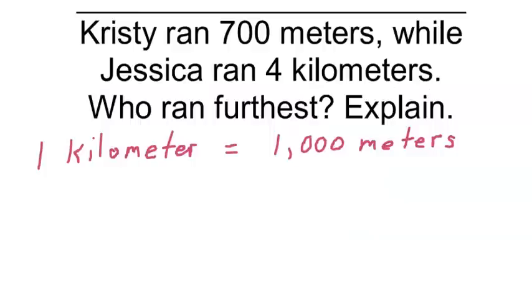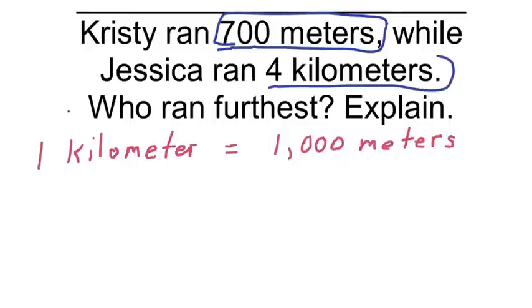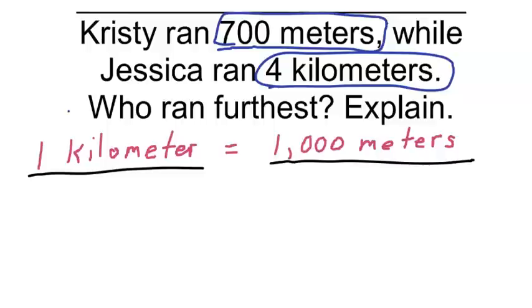Okay, let's see. Christy ran 700 meters while Jessica ran 4 kilometers. So we're comparing someone who ran 700 meters to someone who ran 4 kilometers. Who ran the furthest? Well, at this point, we need to know something, and I wrote it down right here. 1 kilometer is the same as 1,000 meters. If that's the case, we know exactly how much Christy ran. She ran 700 meters, and that was Christy.